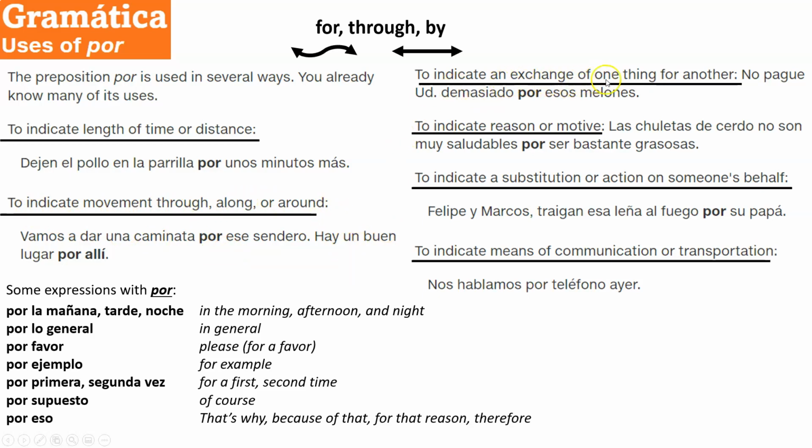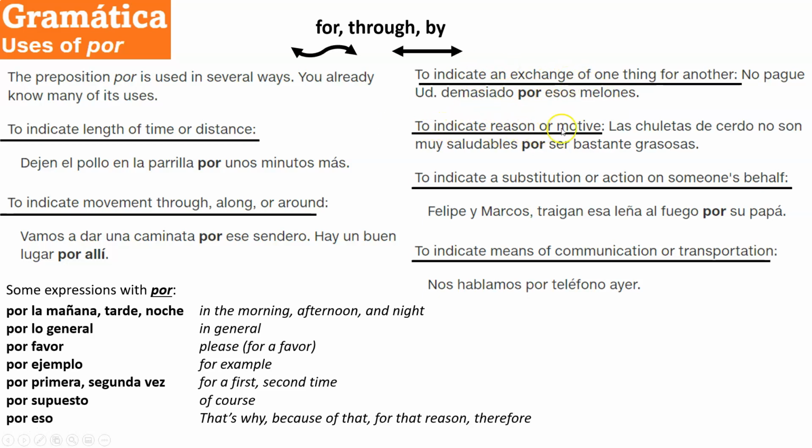To indicate an exchange of one thing or another. Do you see that? Here's the exchange symbol. No pague usted demasiado por esos melones. Don't pay too much for those melons. All right? So payment for the melons in exchange for something.